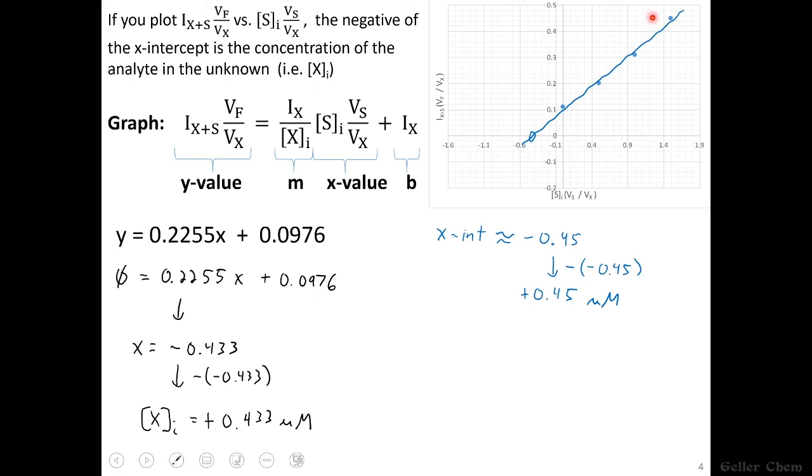So not bad for a 2-second sketch with no ruler. And that's all I expect from you. You don't need to kill yourself on these eyeball problems. It's going to be clear if you know what you're doing or not, as long as you're in the ballpark. So that is the standard addition method using graphical analysis.